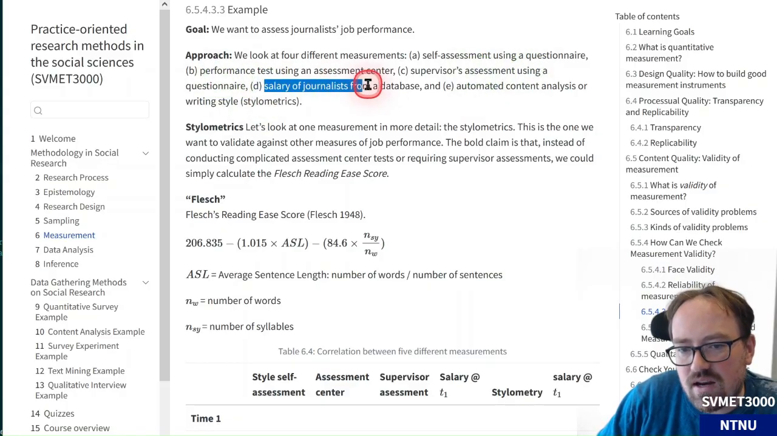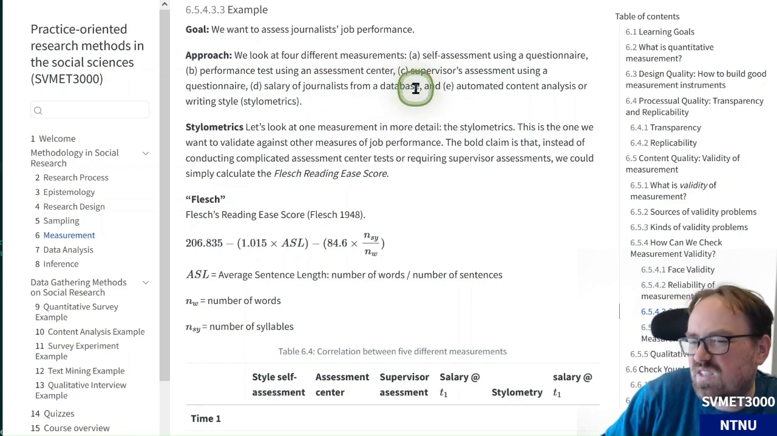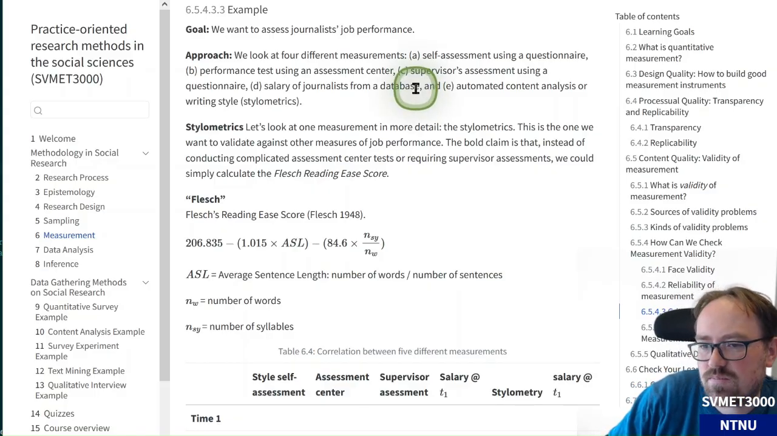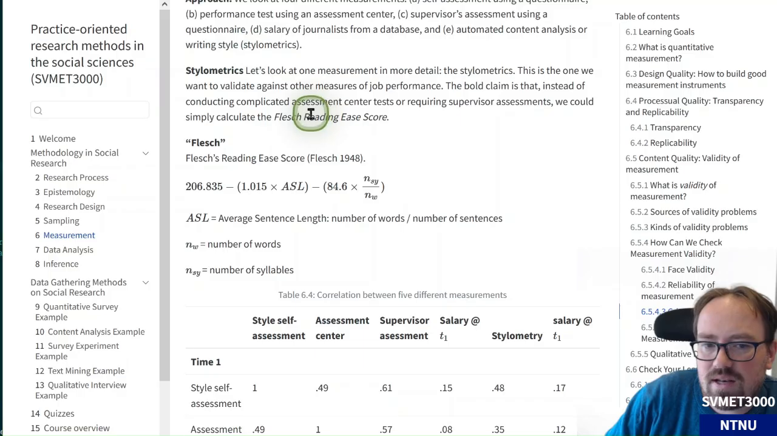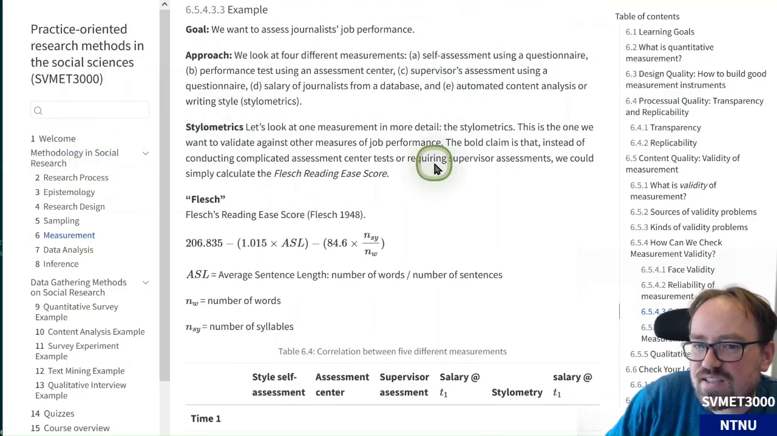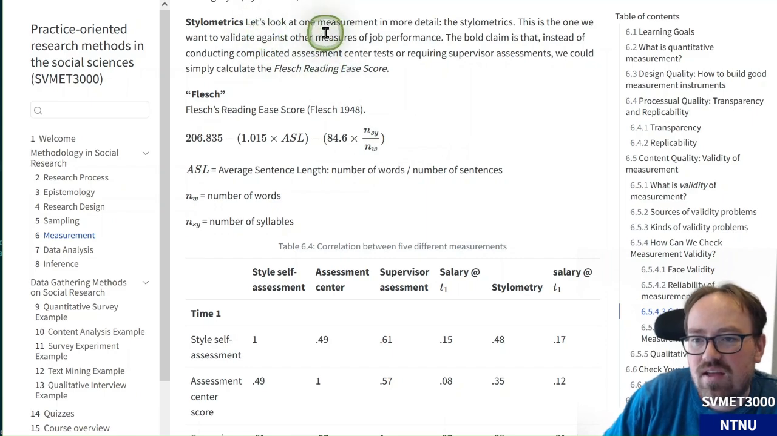Or we look at the salary of the journalists from a database, so kind of assuming a higher performance might be indicated by higher salaries. And lastly, we content analyze the writing of the journalists using stylometrics. Because that's probably the least known and immediately understandable of the different measures. Let's look at the stylometrics in a bit more detail.